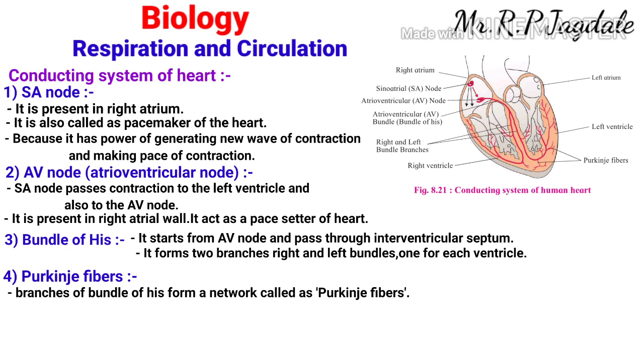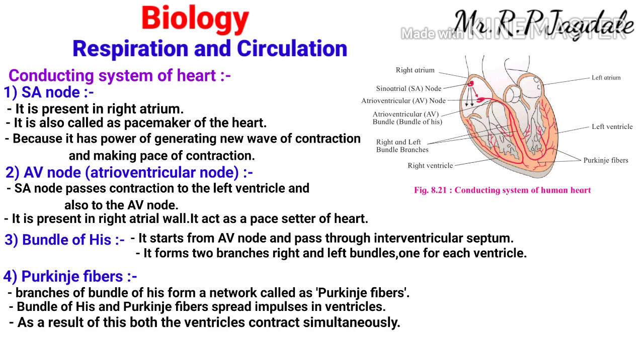So these are the four parts. The bundle of His and Purkinje fibers spread impulses in the ventricles. As a result of this, both the ventricles contract simultaneously, because the Purkinje fibers spread in the ventricles on both sides. So finally, how is the conducting system of the heart?